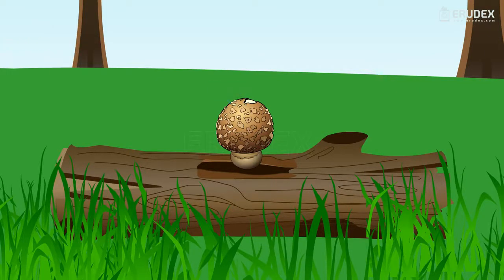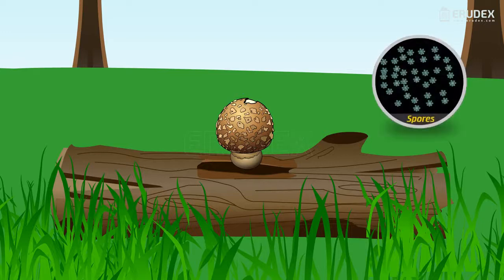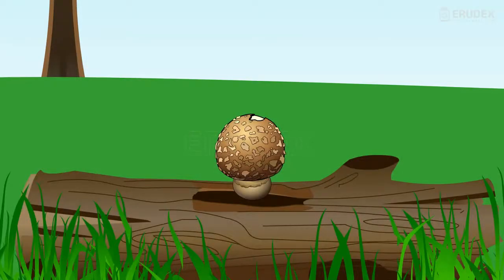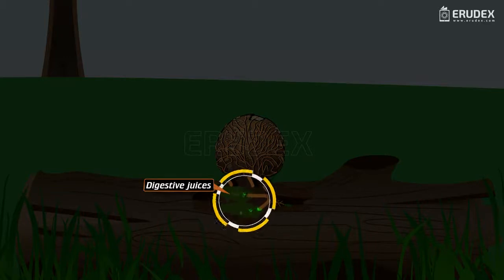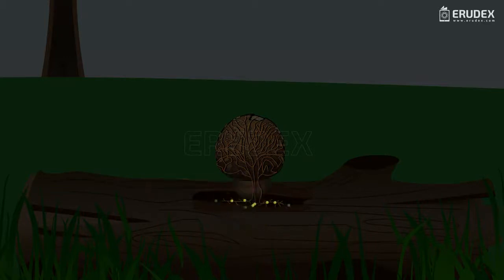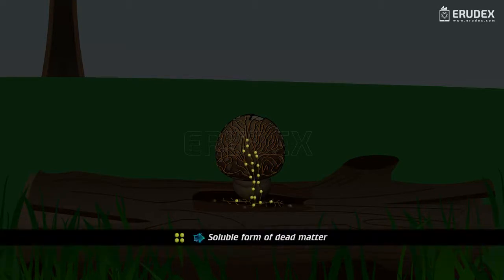Fungi grow from small structures called as spores. The body is made up of tubular structures called as hyphae. The network formed by hyphae secrete digestive juices on dead and decaying matter and convert it into soluble form. This soluble form is absorbed easily to obtain nourishment.